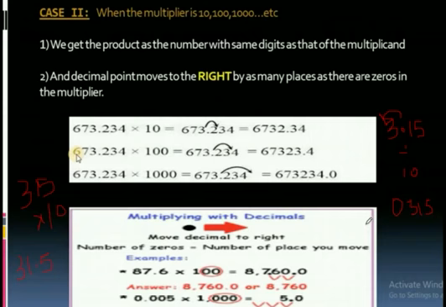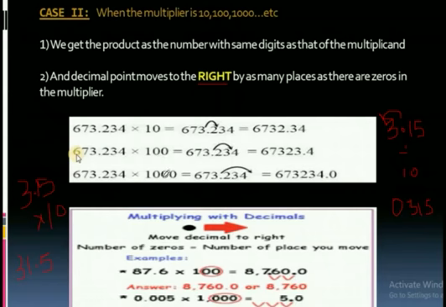Okay, you got the difference. In case of multiplication with 10, 100, 1000 and so on, you have to shift the decimal point to the right, but in case of division, you have to shift to the left. This is the basic division. If there are two zeros, you have to shift two times. So that's why here we are shifting two times.